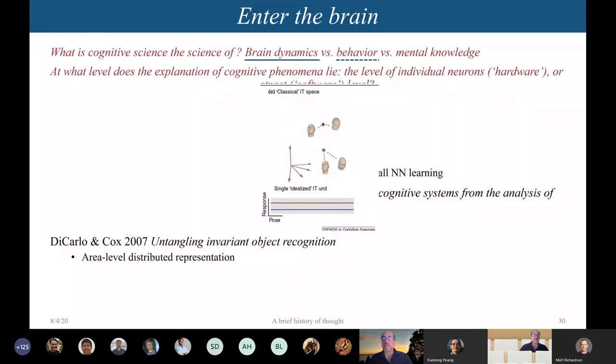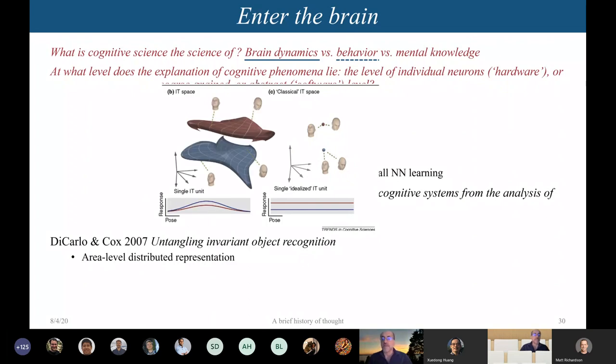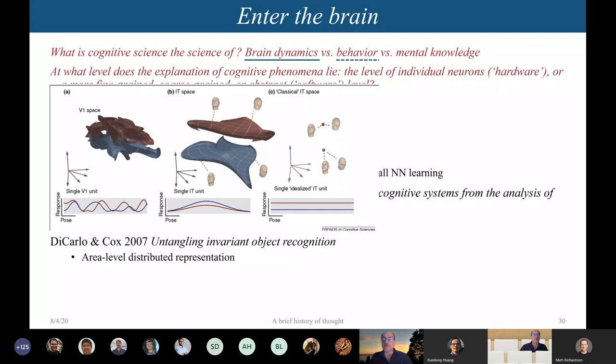DiCarlo and Cox in this paper argue against this view and argue that all the representations of Kim's face in different poses fill out the red manifold of states here in the brain area called IT, each point on the manifold being a vector of activation distributed throughout the area. They view the job of the neural pathway for object recognition as taking the crumpled manifolds of activity patterns in low-level visual areas that encode low-level visual features and mapping them to manifolds like these in the middle that can be separated by hyperplanes.